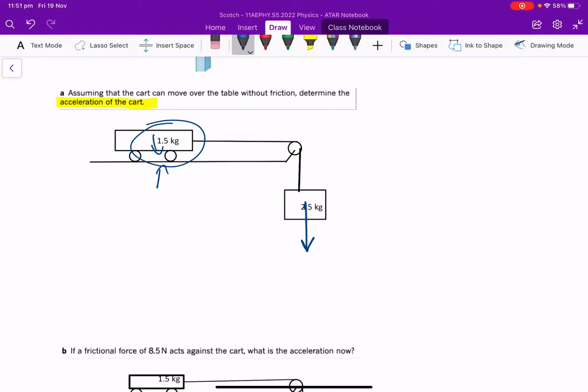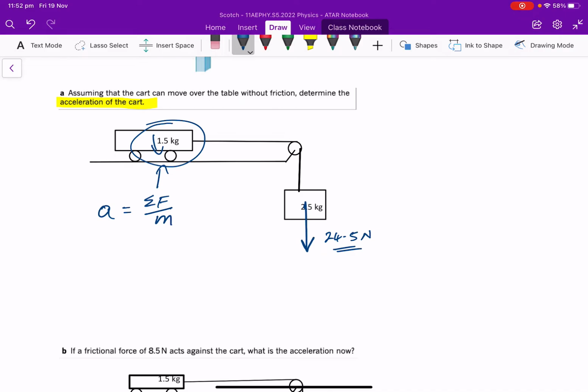And 2.5 times 9.8 is 24.5 newtons. That's how many newtons are available to accelerate this entire system. Acceleration is the net force over the combined mass. This 24.5 newtons needs to accelerate the entire 4 kilos.